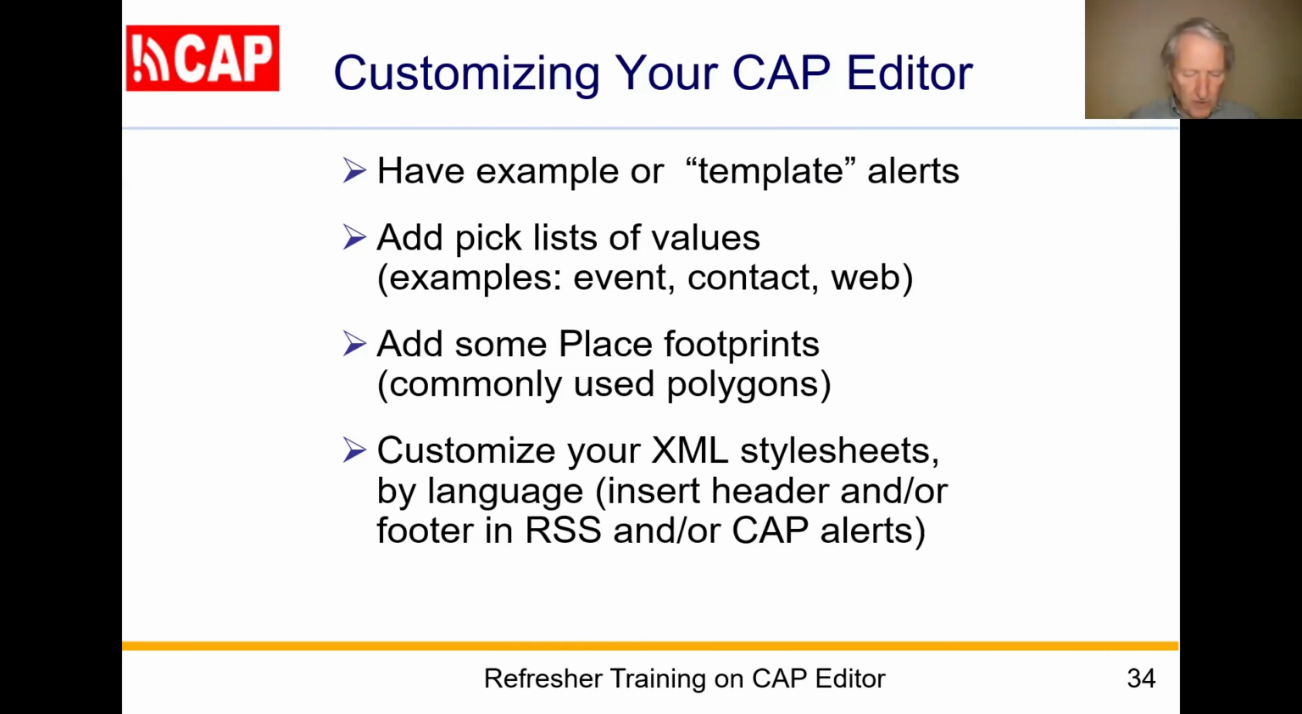You can also add your own pick lists of values for certain CAP elements, like the event. Remember, we talked about the event type. So this is like the word flood or fire or COVID or whatever you want to have. Make a list of that, and then as a text file, just put that somewhere. Then tell people that, oh, when you're doing event, you can just open another window and go look at those, cut and paste it right into your CAP alert.